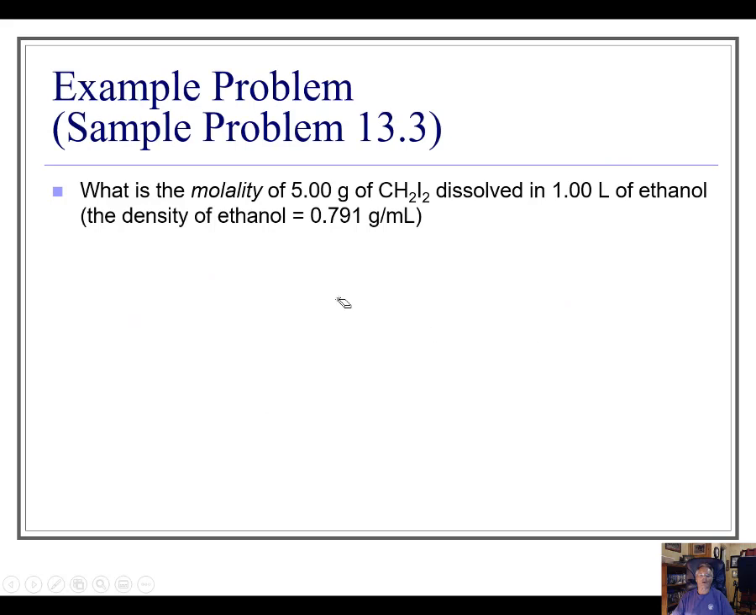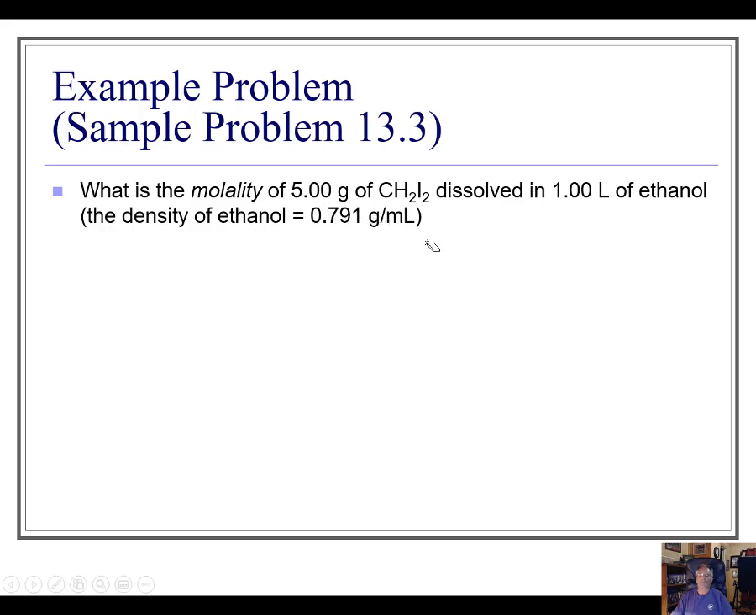So here is a problem for us. What is the molality of 5 grams of this compound, diiodomethane, dissolved in 1 liter of ethanol? The density of ethanol is 0.791 grams per milliliter.